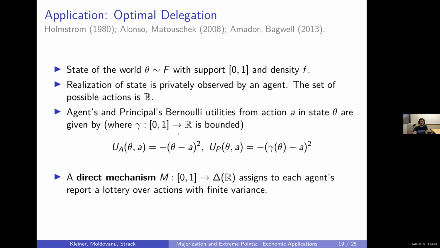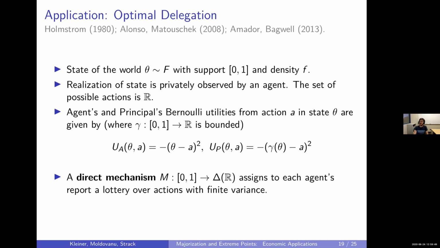So what are the preferences? Here we assume that the principal and agent have quadratic Bernoulli utility functions. If action A is chosen in state theta, the utility of the agent is a quadratic loss function, so the agent would simply choose the action equal to the state. For the principal, it's also a quadratic loss function, but they have misaligned preferences in the sense that the most preferred action for the principal is gamma of theta. It also depends on the state of the world, but it's not necessarily the same as what the agent wants. I use quadratic utilities mainly because the explanation is easier.